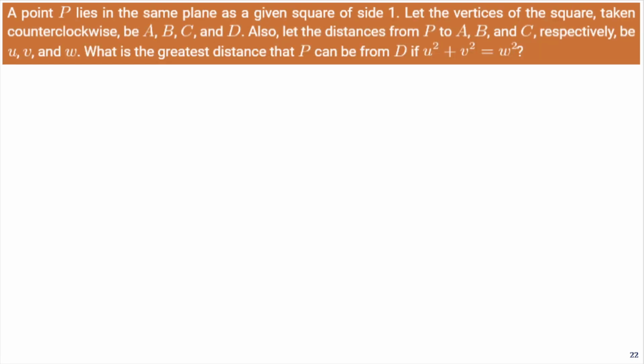Okay, second question. A point P lies in the same plane as a given square of side 1. Let the vertices of the square taken counterclockwise be A, B, C, and D. Also, let the distances from P to A, B, and C respectively be U, V, and W. What is the greatest distance that P can be from D if U squared plus V squared equals W squared?